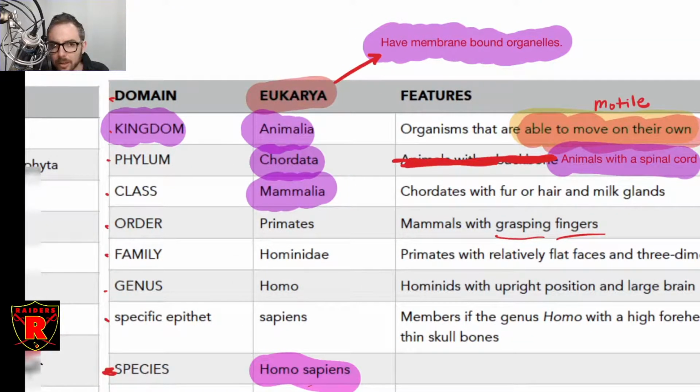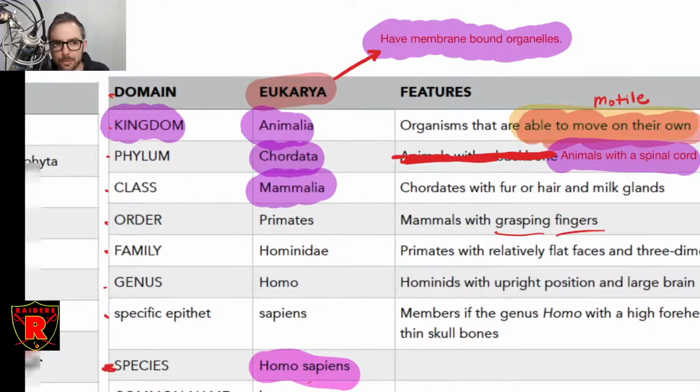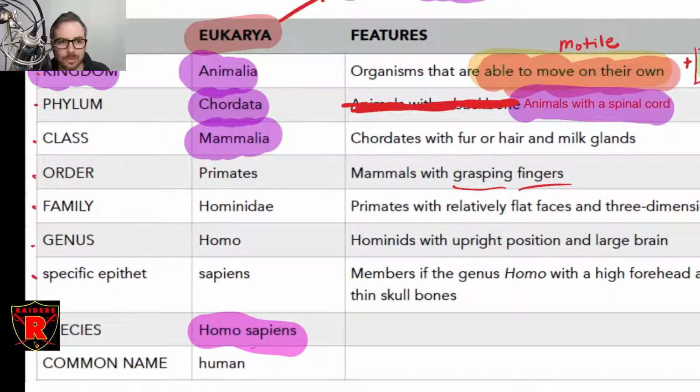Things like whales, cows, pigs, dogs, cats. A lot of the things that you see in your everyday are mammals. So I think in general people are very familiar with mammals, but we all share that in common. We all have fur or hair and milk glands. Of all the mammals, we belong to a specific order of mammals that has grasping fingers. Okay? So if you think about things in nature that have grasping fingers, and by the way, they're called primates, that's what a primate is.